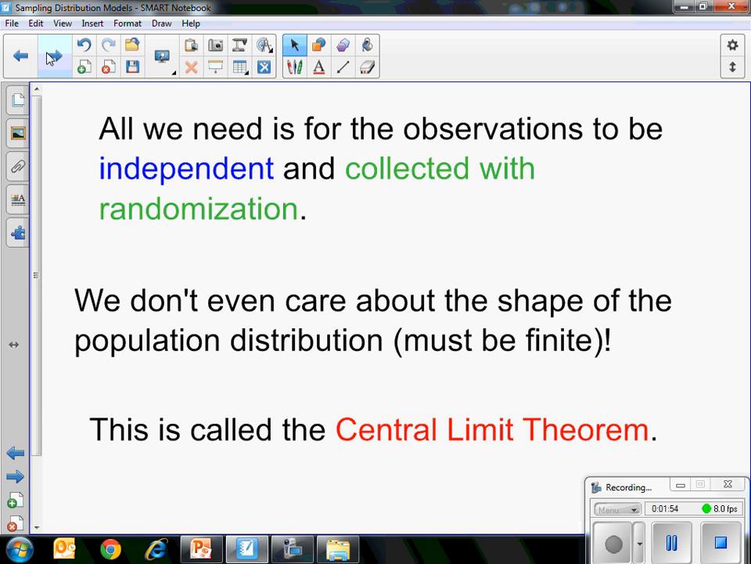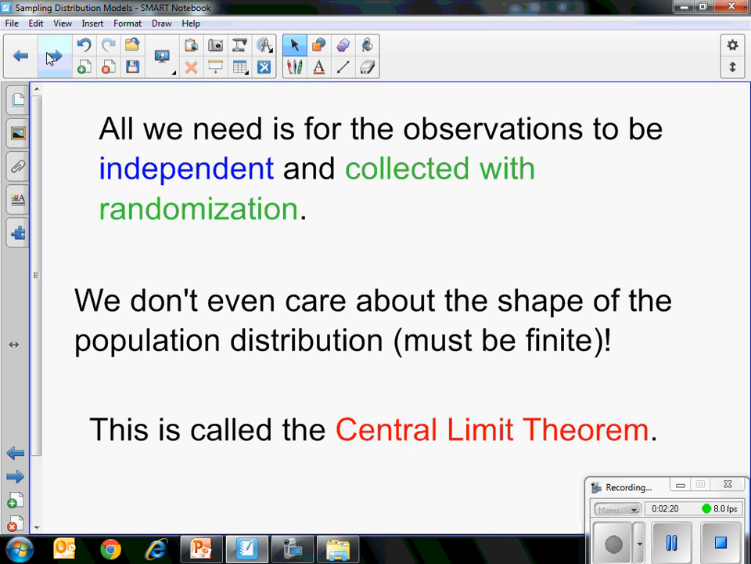So all we need is for the observations to be independent and collected with randomization. And we really now don't even care about the shape of the population distribution. Well, it does have to be finite, but we really don't care about its shape. And this is called the central limit theorem.